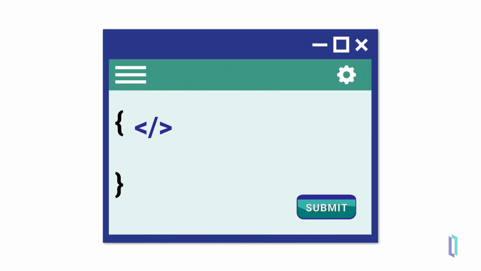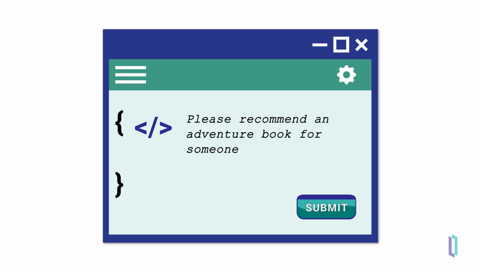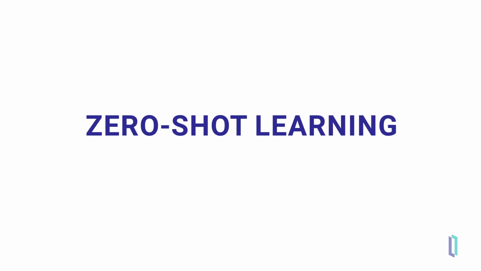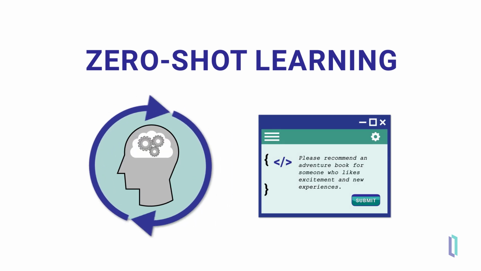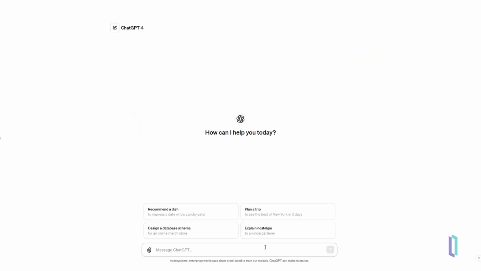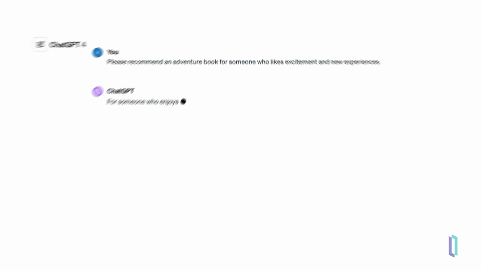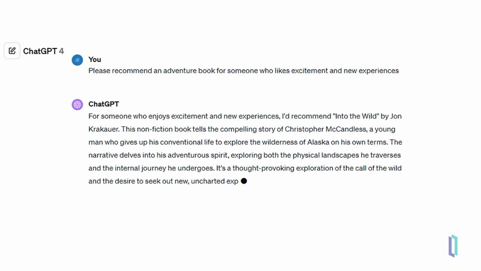A basic prompt might simply ask for a book recommendation with no further details. This technique is called zero-shot learning and requires minimal background information. The AI tool must infer user needs solely from the prompt. In our bookstore, this might mean suggesting a book based on a vague request, such as, "Please recommend an adventure book for someone who likes excitement and new experiences."